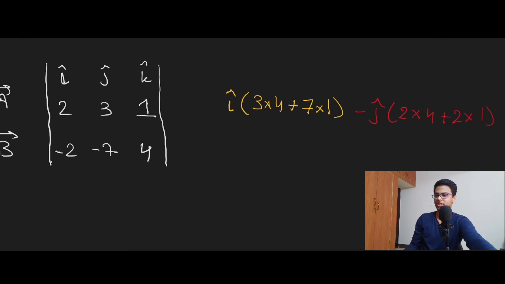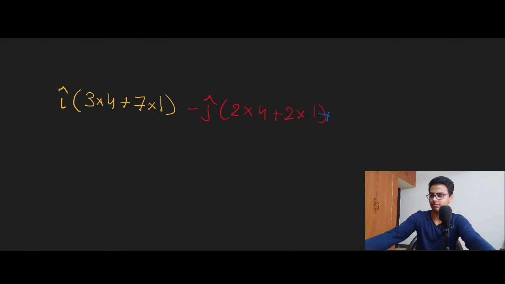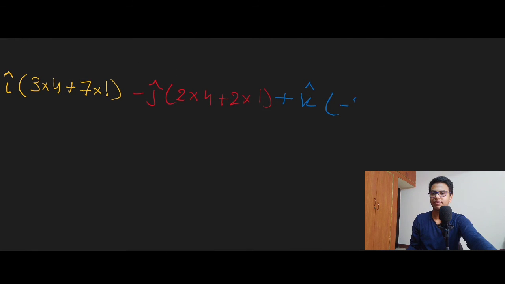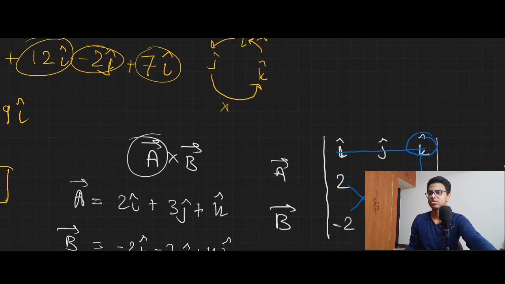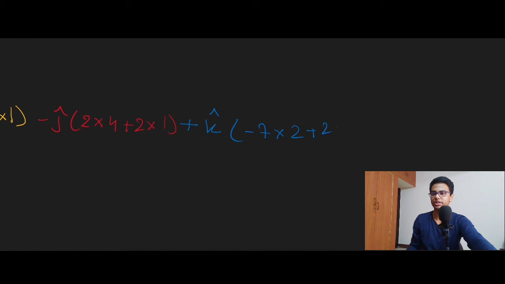Now we're gonna move to k cap. So k cap's here. Remove this. All right. Now multiply this, subtract this. Over here, put it as plus k cap itself. No negative. It should be alternate. Okay. Plus. All right. So this should be plus k cap. Just give me a second. So this over here should be plus k cap into, what do we have? Minus 7 into 2 plus 2 into 3. All right, so we're gonna have plus 2 into 3.